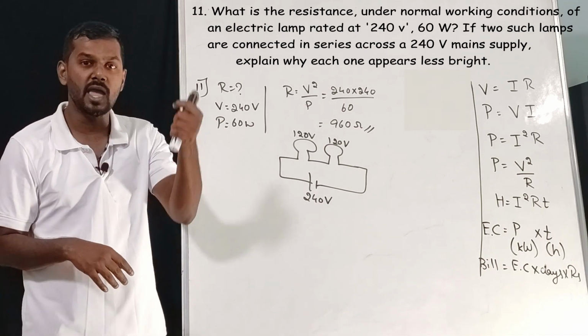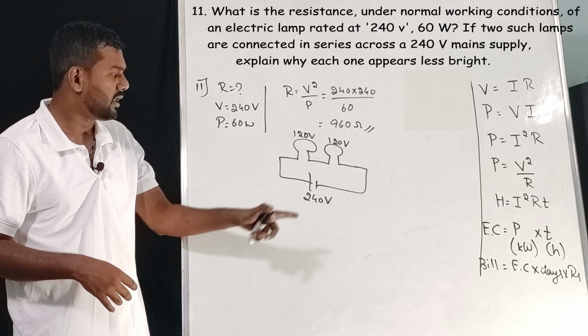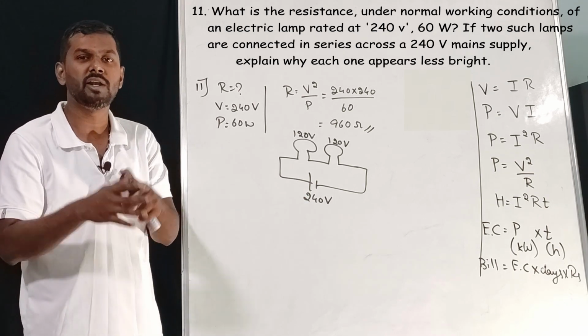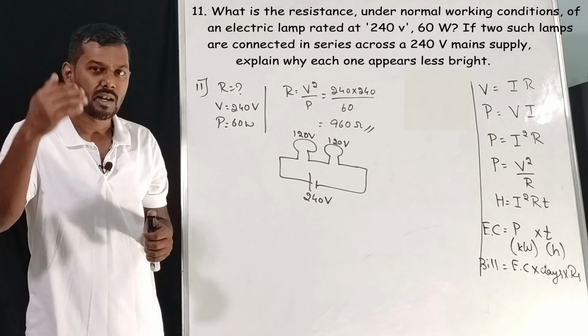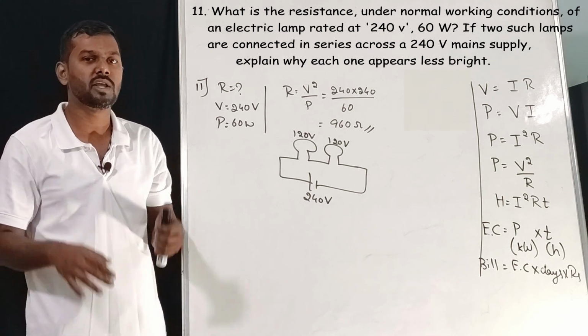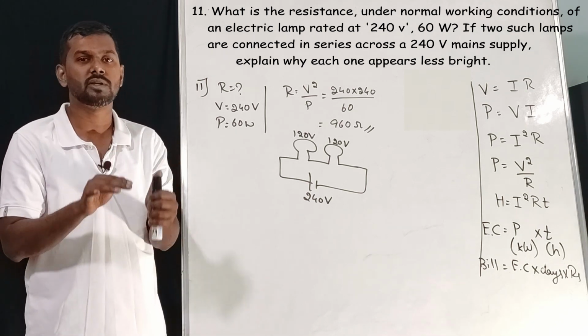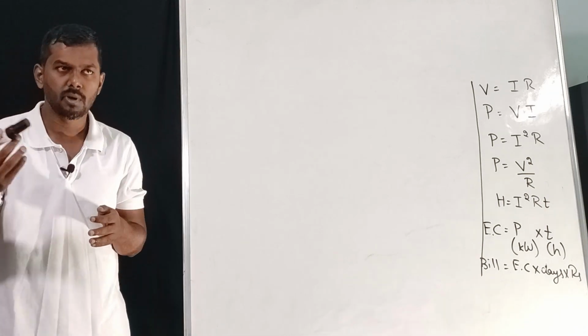So how can you write it in the exam? In series connection, the supply voltage will be divided into 120 volts for each lamp. We are supplying less voltage than the rated voltage. That's why the brightness will be less. That's it.